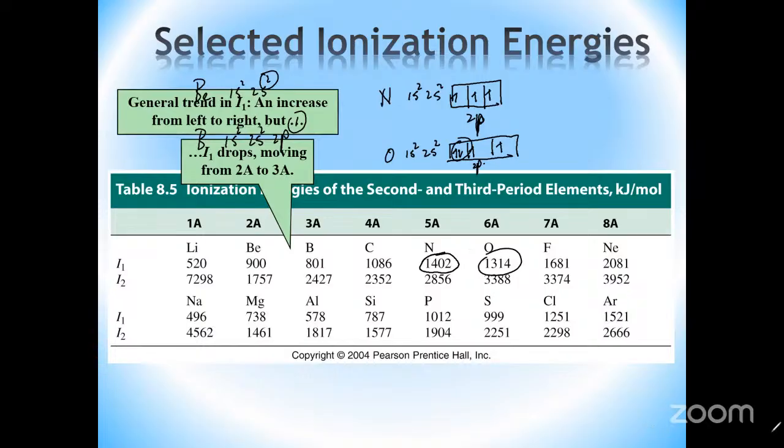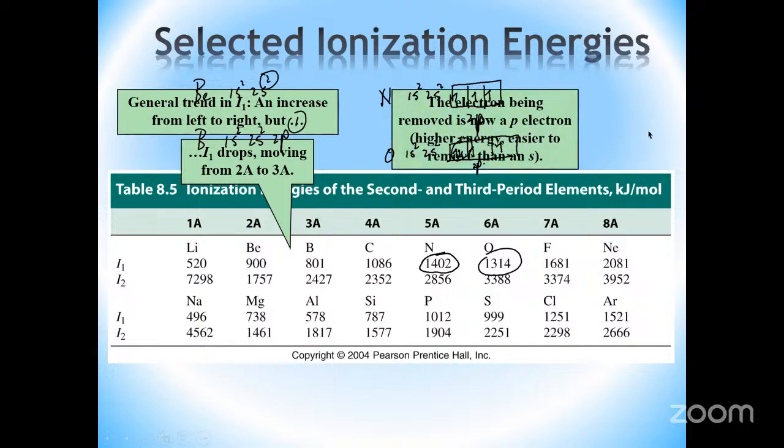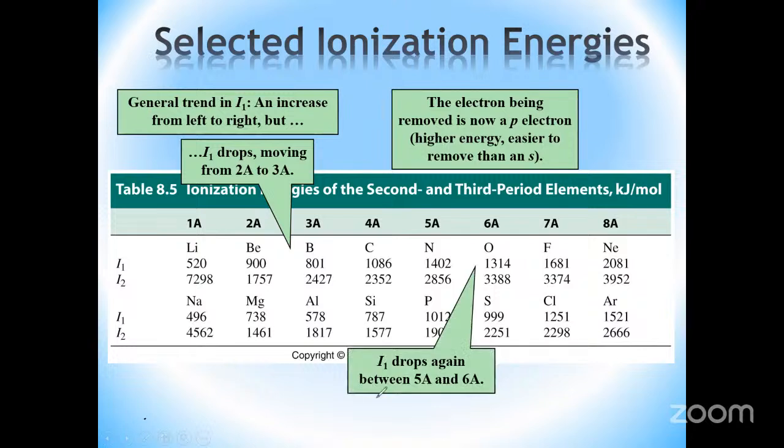Let me see what I have here. Those are the exceptions that kind of buck the trend in terms of the increasing ionization energy as you go from left to right of any period. Oh, you can't see that. Let me just clear this so that you can see what the writing here says. The electron being removed now is a p electron, which has a higher energy, and it is easier to remove than the s electron, right? So therefore, that explains a slight drop as you go from nitrogen to oxygen, right?